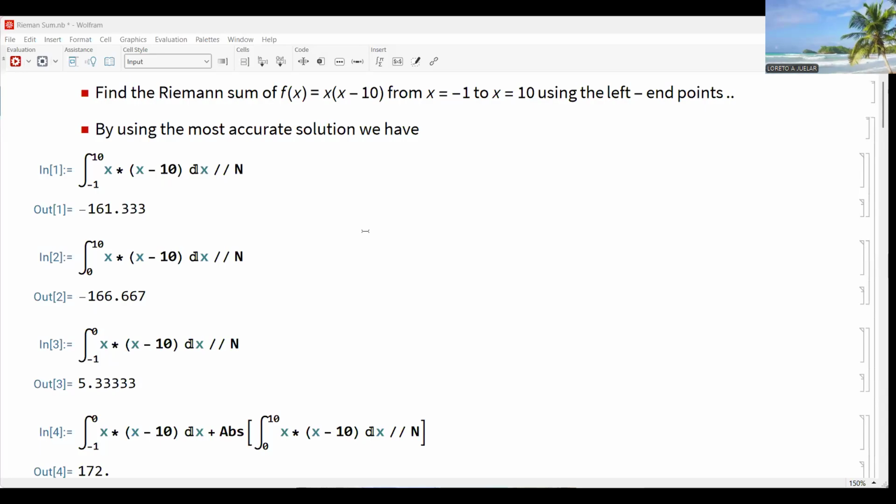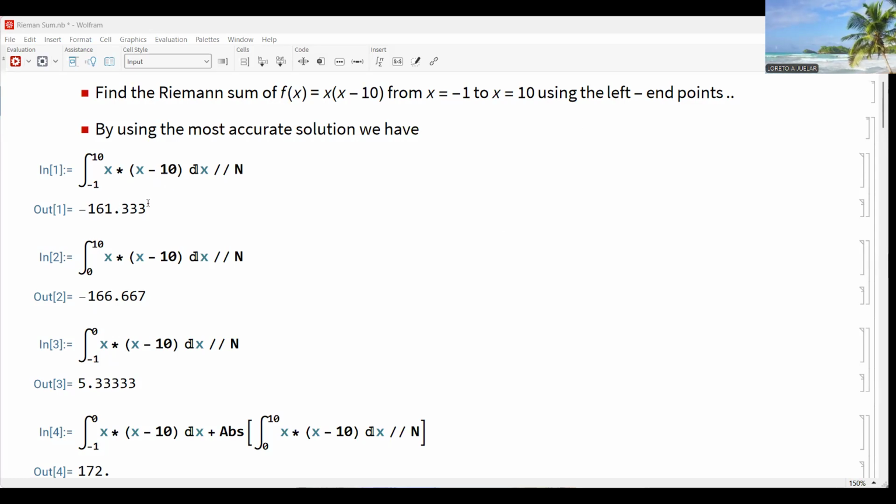Okay, find the Riemann sum of f of x equal to x times (x minus 10) from x equal to negative 1 to x equal to positive 10 using the left endpoints. So by using the most accurate solution, we have the integral from negative 1 to 10. Okay, but this is not yet the solution.